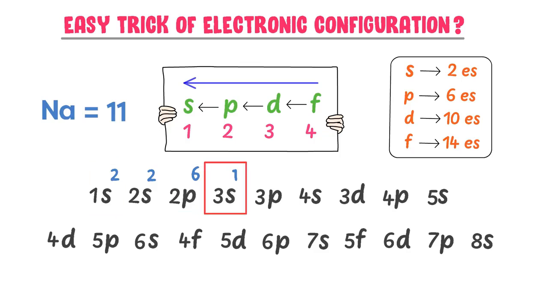The last electron of sodium is in an s orbital, so sodium is also called s block element.